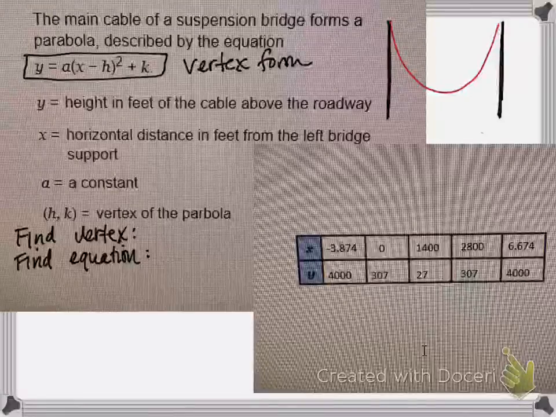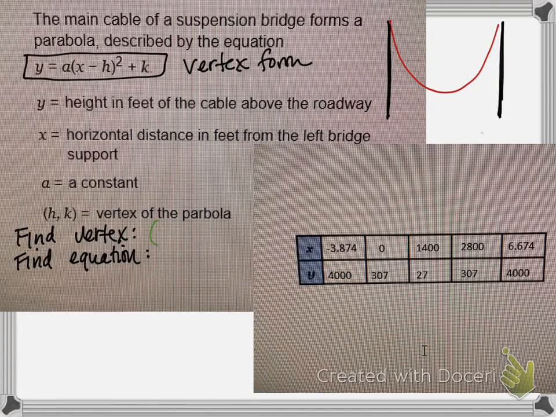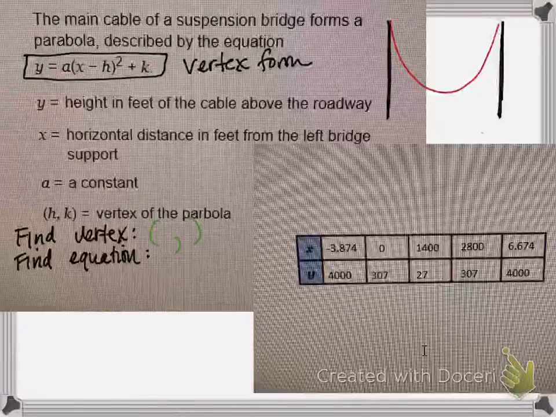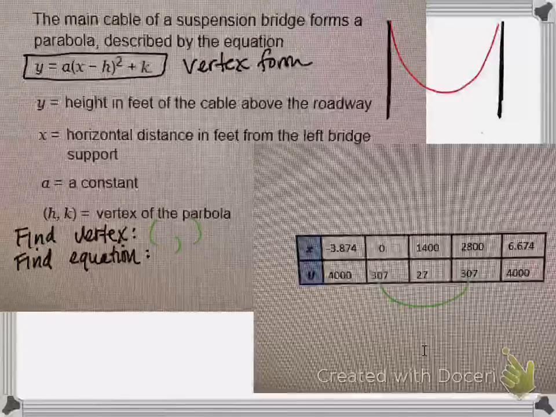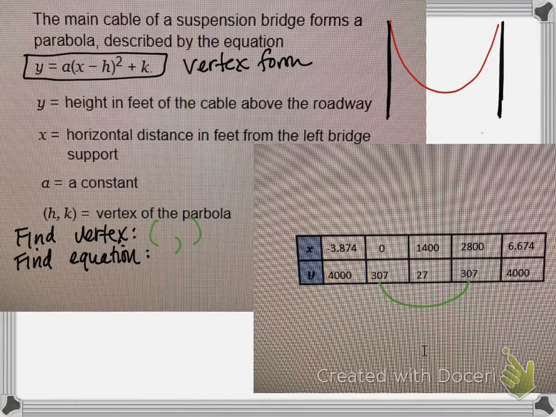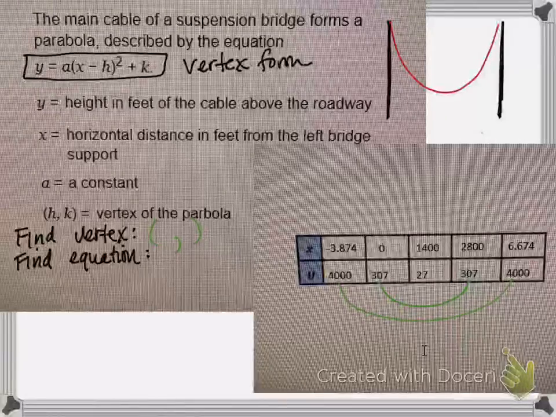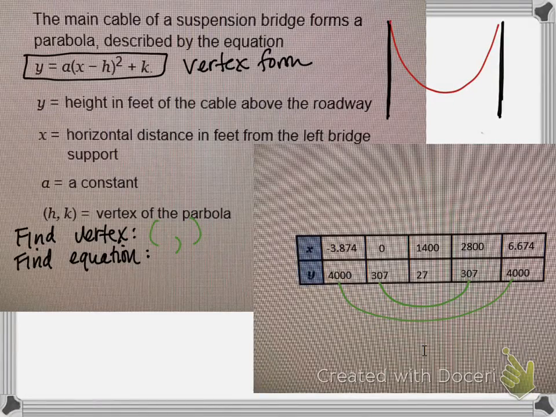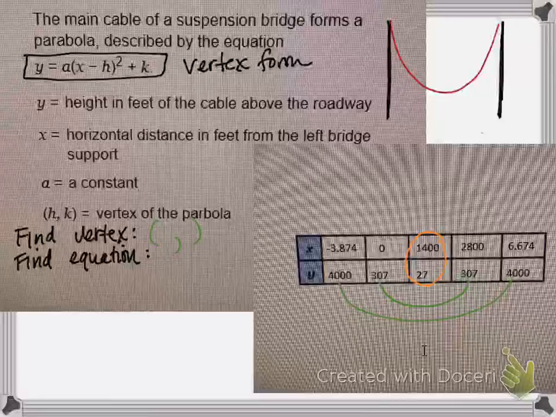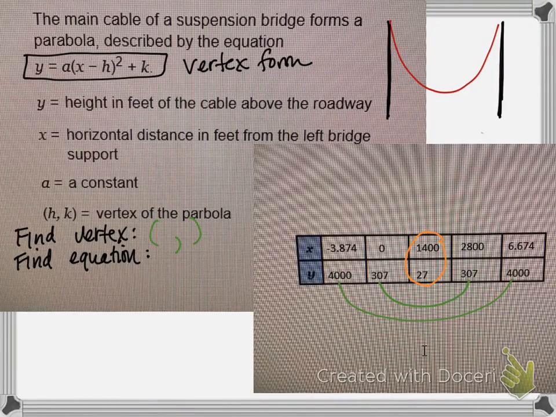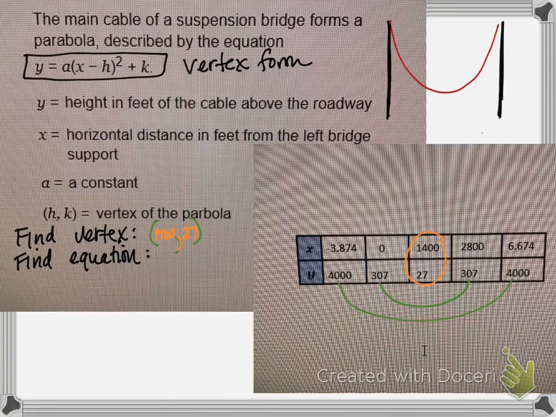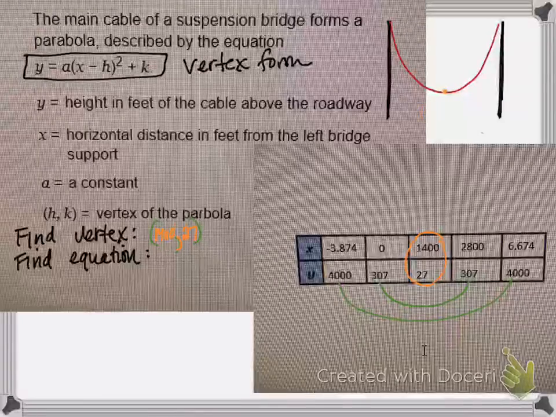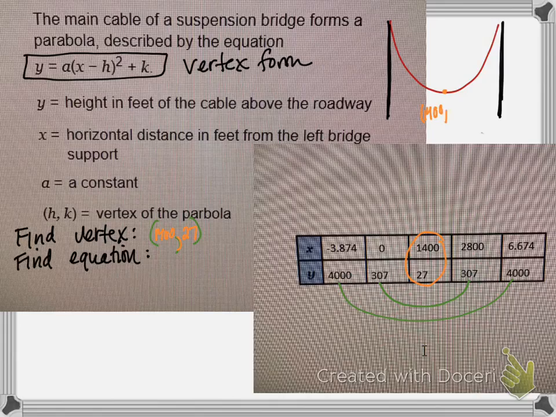So we need to find the vertex first, and we can actually find the vertex using our table of values here, and here's why. I start noticing that the Y values match up, and you can think of that as the height, so 307s and then 4,000. So that means this has to be my vertex, which is 1400, 27. So right here is my vertex at (1400, 27).